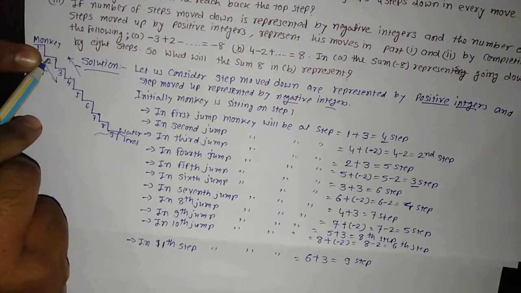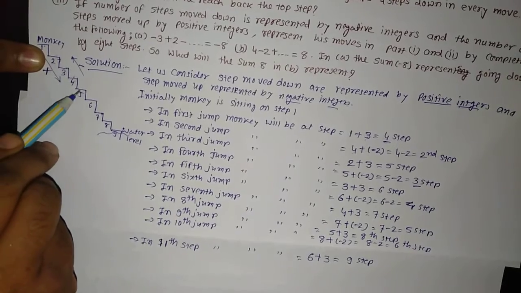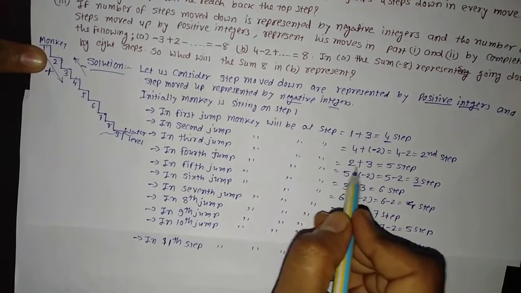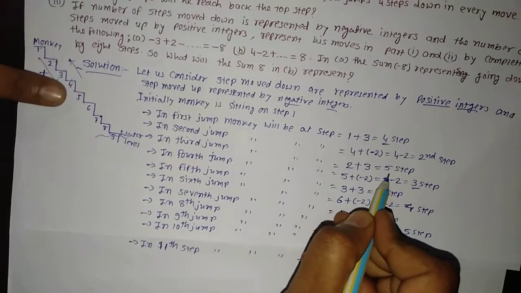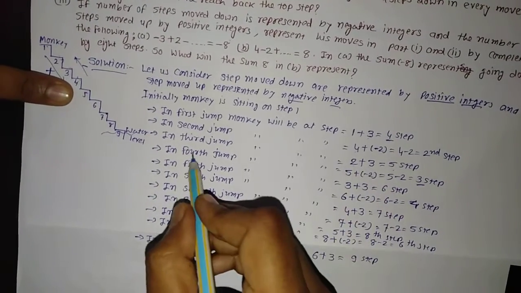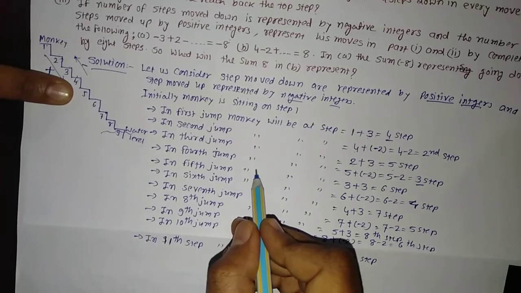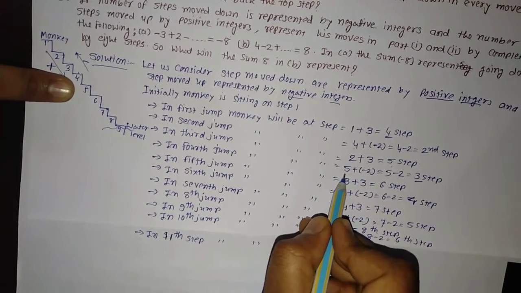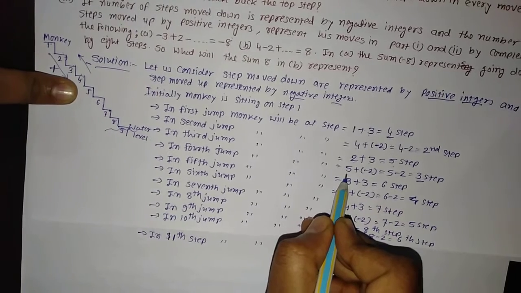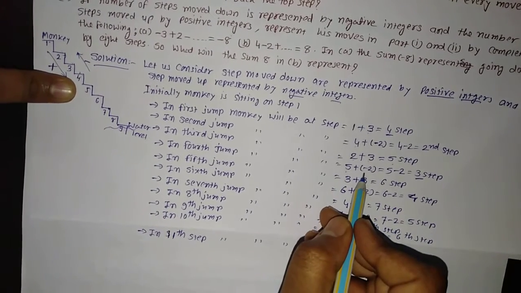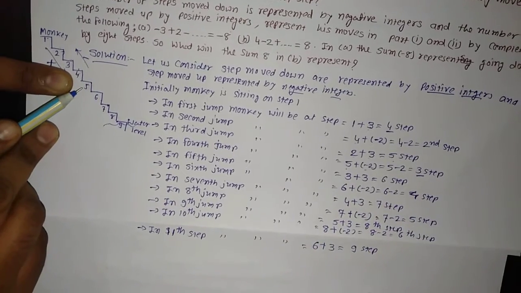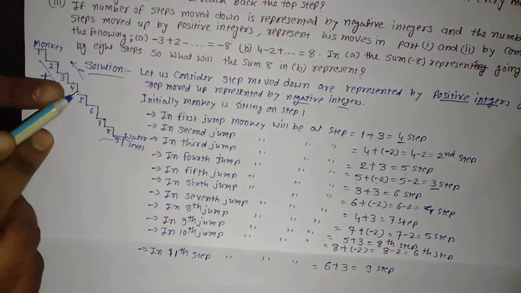Again, in the third jump, it will be going third, fourth and fifth. It will reach the 5th. In the third jump, the monkey will reach 2 plus 3 is equal to the 5th step. What happened in the fourth jump? In the fourth jump, again 2 steps come back. So it was on the 5th step at the end of the third jump, but it comes back 2 steps. So it comes to the third. You can see it was on the 5th, 2 steps up. So it comes to 3.